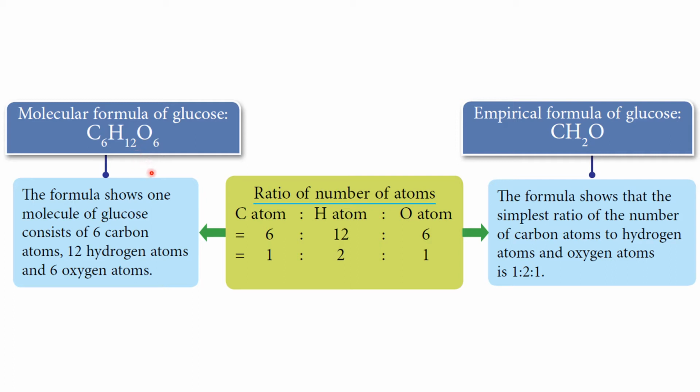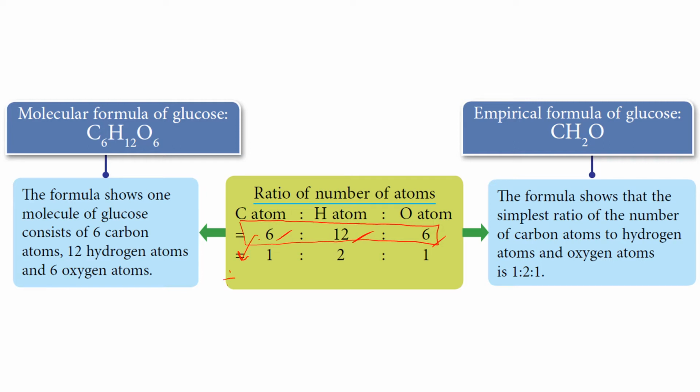The original number. And then the second one is empirical formula, which is the simplest ratio, the simple one. So CH2O. So it means 1 atom of carbon, 2 atoms of hydrogen and 1 atom of oxygen. So how do we get the number 1 to 1? Let me show you. This is the original number, the actual number. To get the empirical formula, you must divide all these numbers by the common multiple, to get the simplest number.